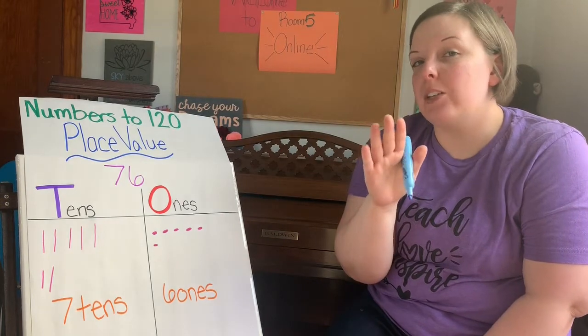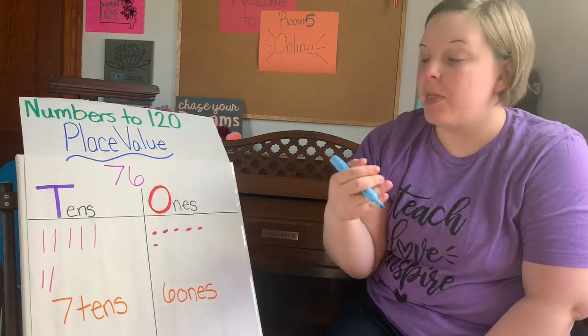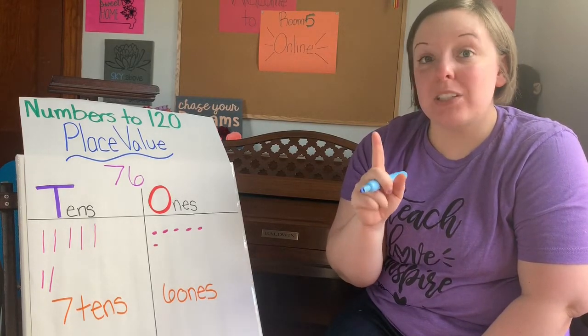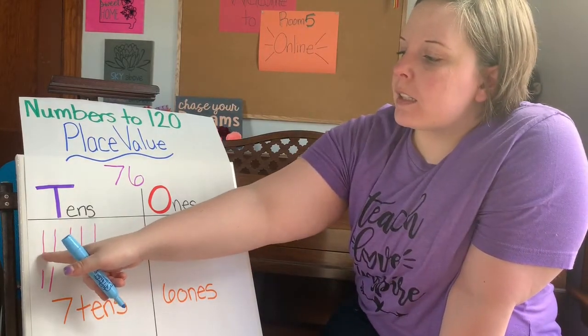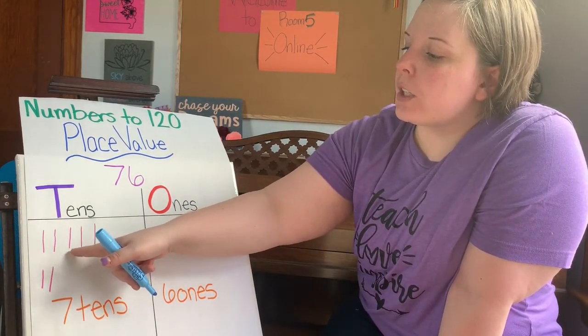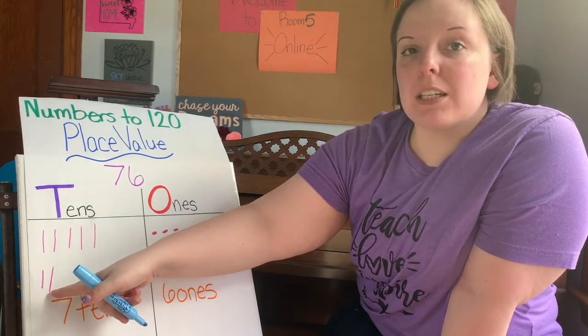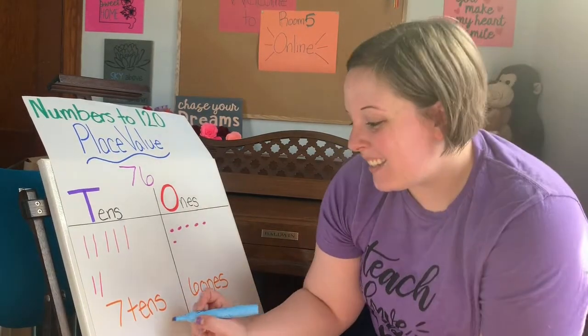Now remember, if I don't know that right away, because these are bigger numbers than what we're used to working with, that's okay. Remember, the easy trick to find the value of a number is to count by tens. Why don't you do that with me? 10, 20, 30, 40, 50, 60, 70. So the value of 7 tens is 70.